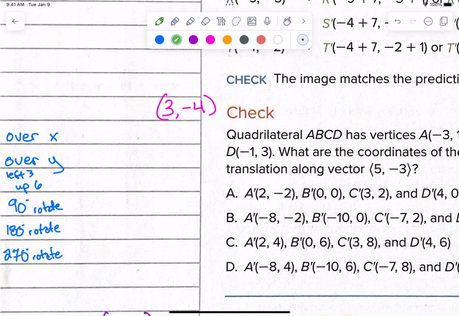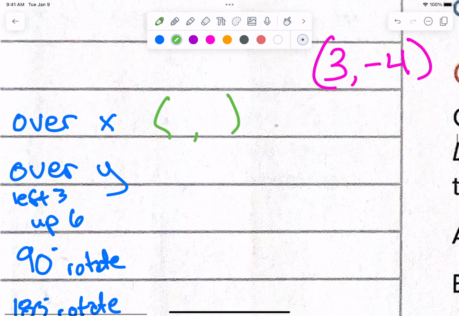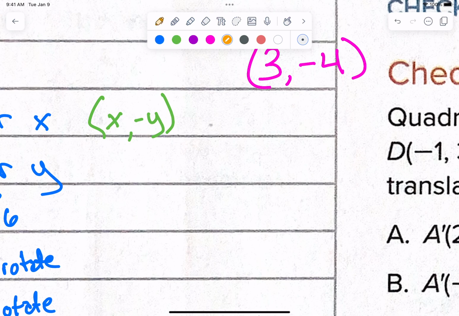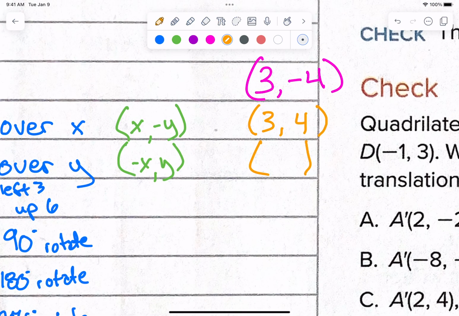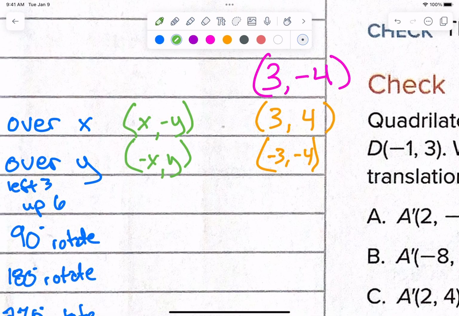If you go over the x-axis, how do the coordinate points change? Do you remember? X becomes negative? No, Y becomes negative, the opposite one. So it stays x, y becomes x, negative y. So what happens to that coordinate point? It's 3, +4, right? Okay, over the y-axis, what changes? X becomes negative. So 3, -4 becomes what? -3, -4, got it.